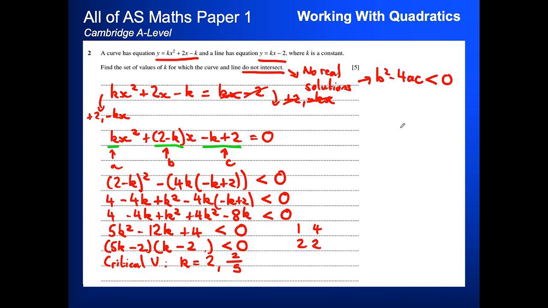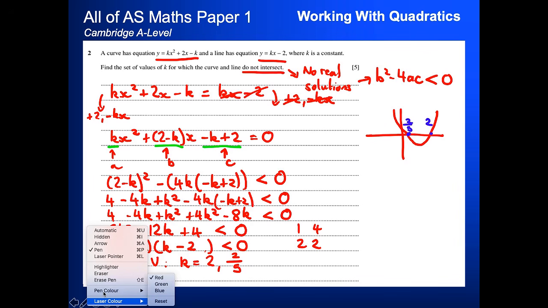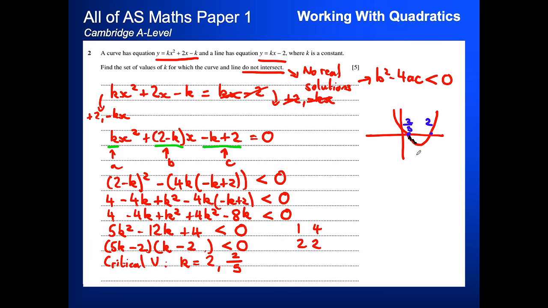Now if I do a quick sketch of a quadratic, again, this is not going to be to scale by any means whatsoever. There's our 2/5 solution, there is our 2 solution. Let me put that in a slightly different colour. So this would be our 2/5, this would be our 2. And because we're less than 0, we want to consider the domain of values below the line, so this part here. So then to write our final solution, I'll do this in black here, we get 2/5 is less than k, which is less than 2.